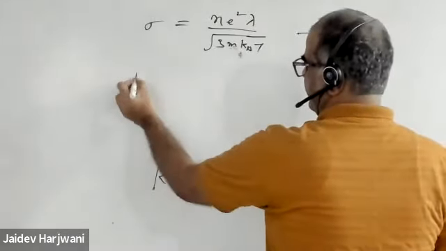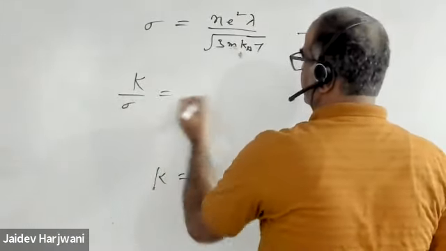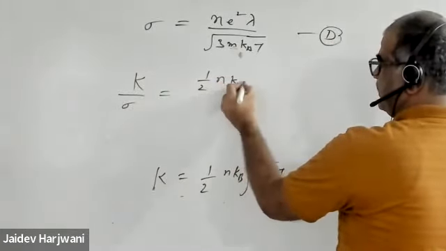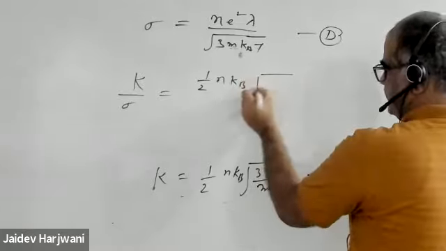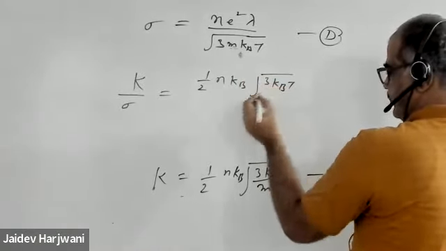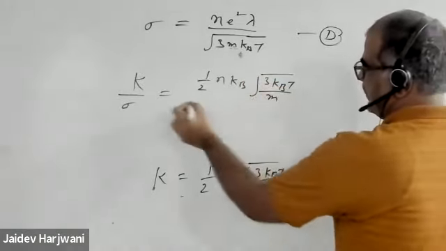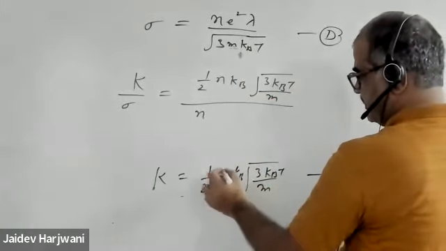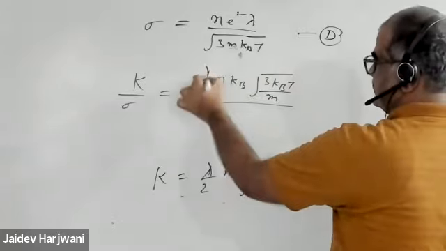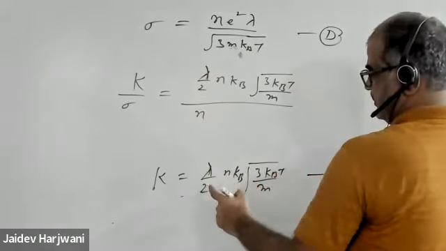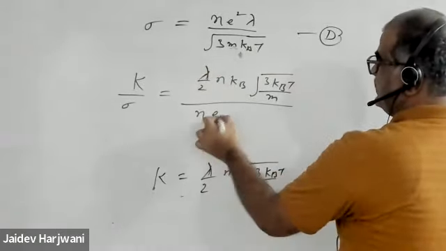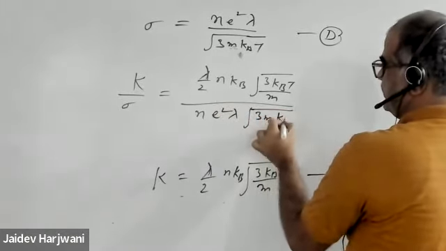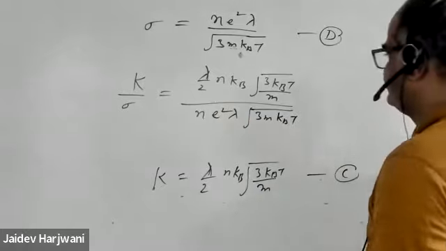So if I divide K by sigma, K is half n lambda v kB, and sigma has 3 kBT. Please check the calculations. If there is some mistake, then I have to go back again. Lambda is there, sir. So we have here K, now n e square lambda, we have 3m kBT.